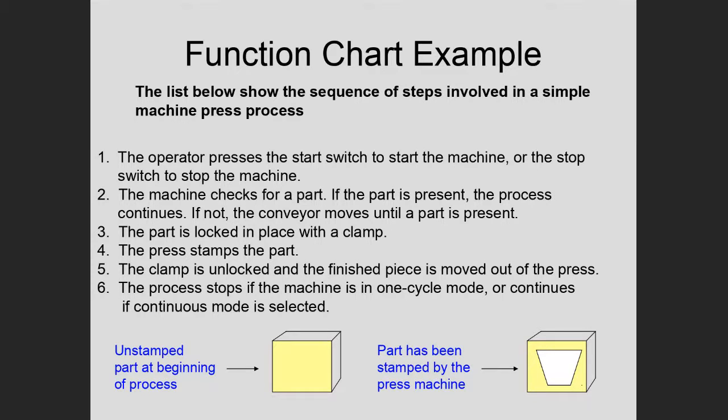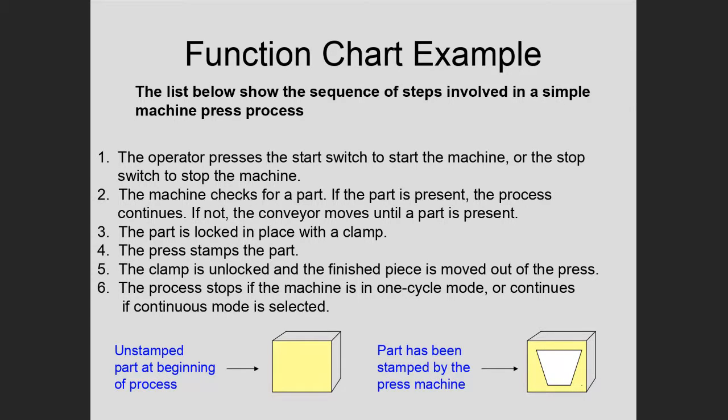It might be several steps to doing that, I mean, physically doing it. And then the part's going to be stamped or pressed. It's another process or sub-process. And then the next thing, the clamp is going to unlock, and the finished part is going to move out of the printing press. And then the last thing is the process is going to stop. If the machine is in one cycle mode or if it's in continuous mode, it's going to continue on.